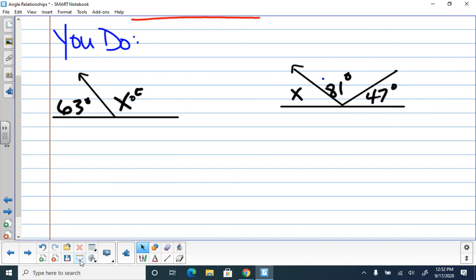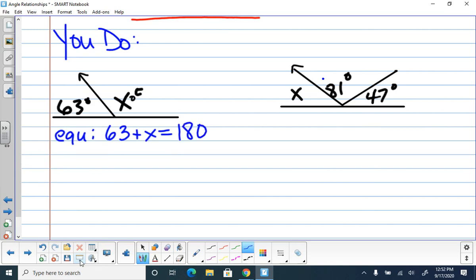All right, so let's take a look at this first problem. We have 63 and we have X. So first and foremost, what is the equation that I would be writing? Brooklyn, what equation did you write? 63 plus X equals 90. That's wrong. Equals 90? I mean 180. 180. And why did you pick 180? Because it's a straight line. Beautiful, it's a straight line. All right, how do I go about solving this then?